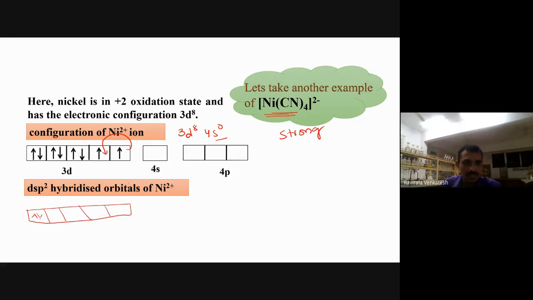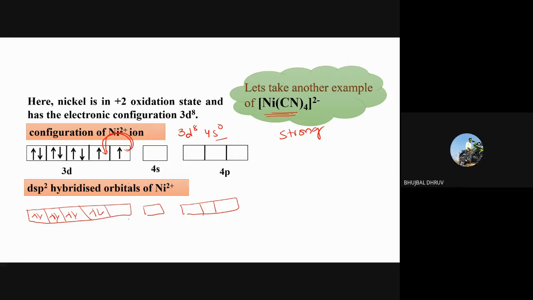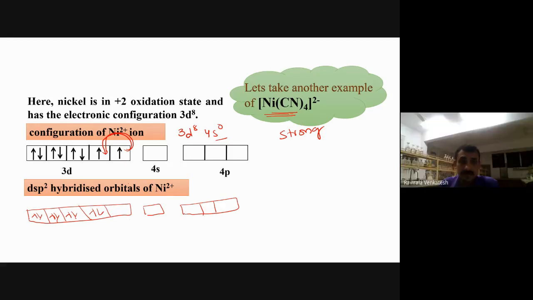Now this is paired, this is also paired, this one also paired, because this electron entered here, because the strong ligand entered here. Now this is empty: 4s is empty, 4p empty. How many orbitals are available here? Five are available, five empty. But how many ligands are there? Four. Ligand availability is four, empty orbitals are five. So it will take only four.